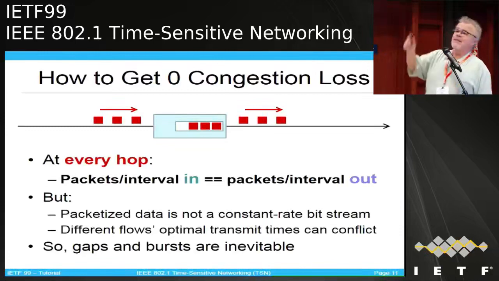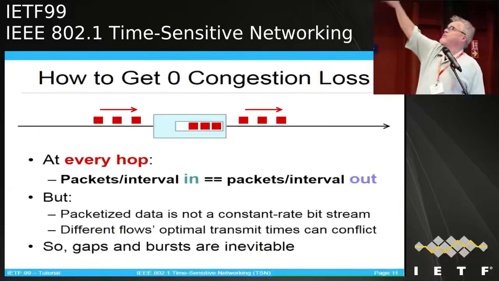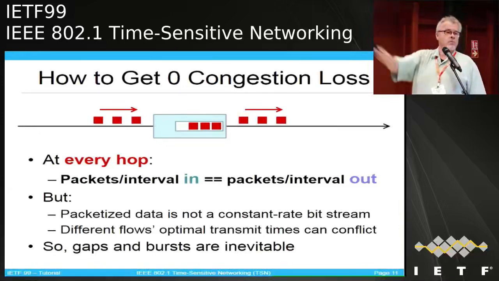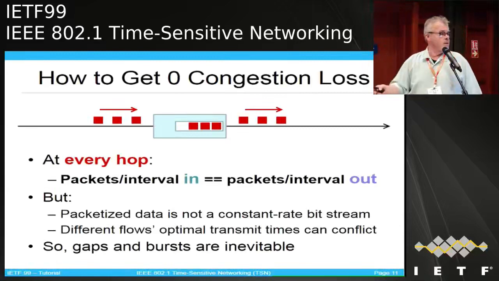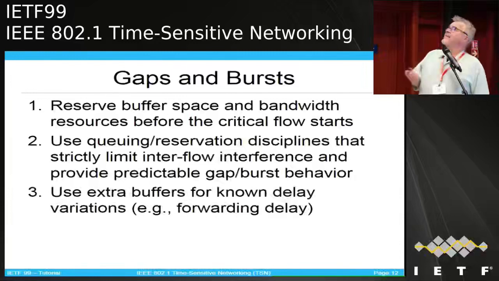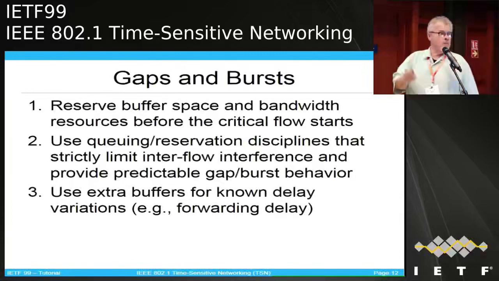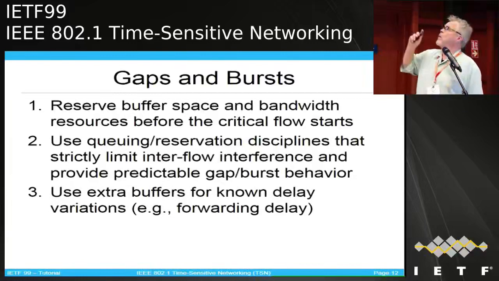Now, packetized data is not a constant bit rate stream, and I typically have a bunch of streams that I want to do this with, all going out the same port. They have different data rates, so I can't perfectly space everything. So there are going to be gaps and bursts in each individual flow. So what we do in TSN is we reserve enough buffer space. We reserve the buffer space before the flow starts.